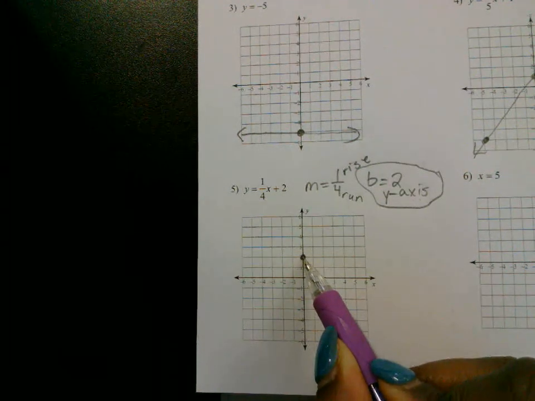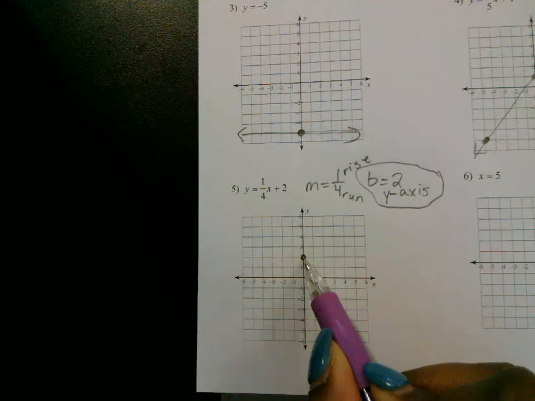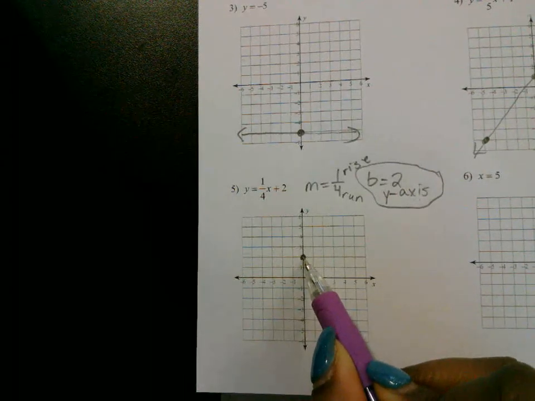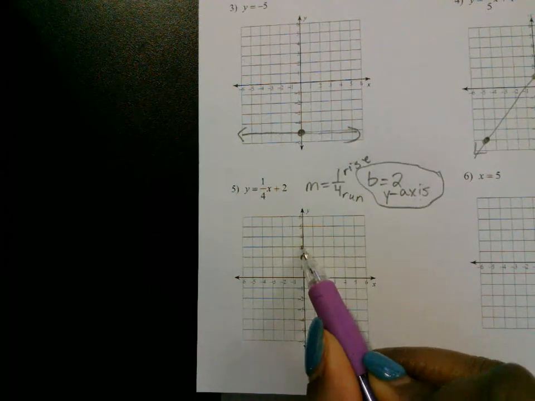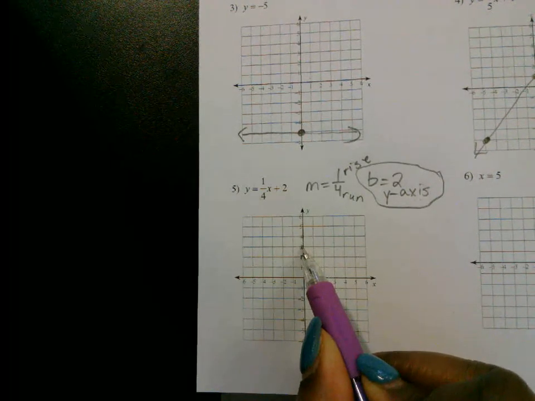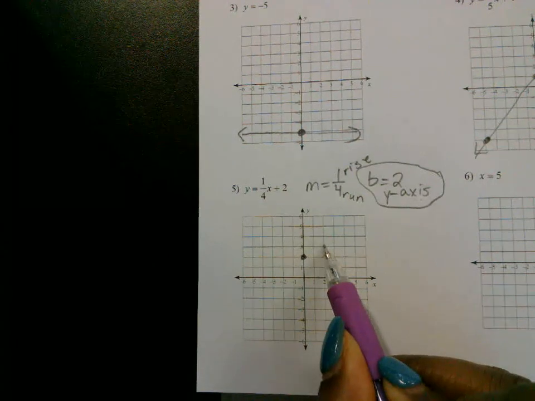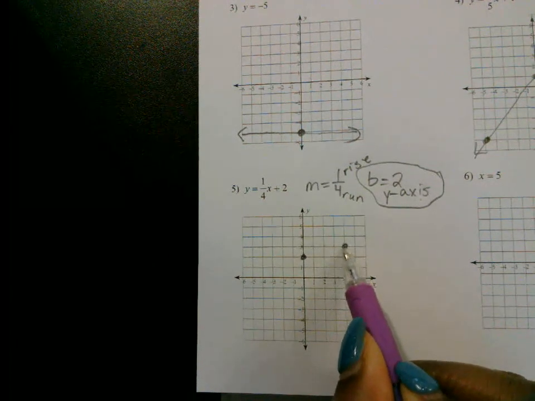I did. Okay. And I got 4. Let's use rise over run. Our rise is +1. So do we go up or down? Up 1. Our run is a +4. So do we go to the right or to the left? To the right. Very good. 1, 2, 3, 4.